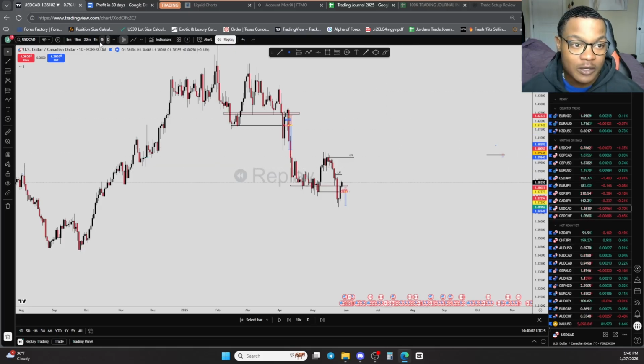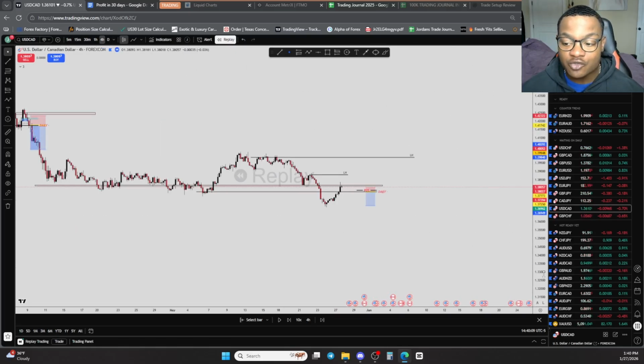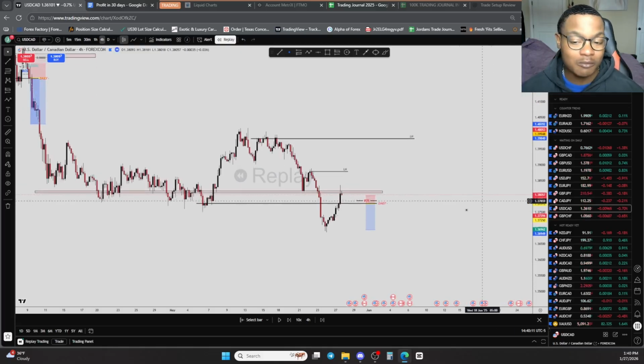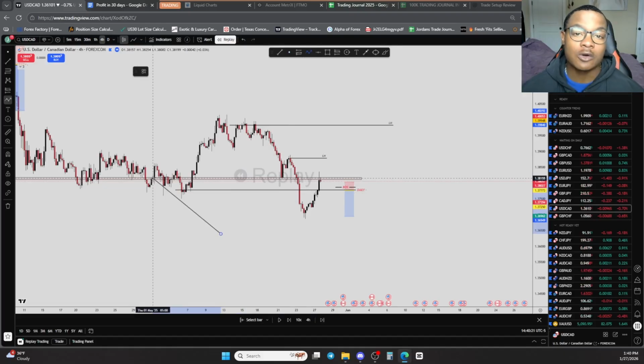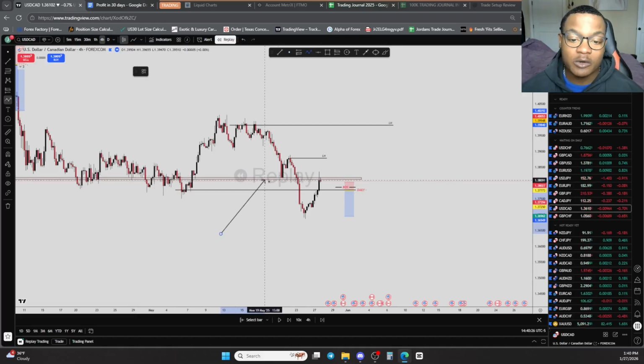Now, when it comes to entries, what is the most important rule? One, I want to make sure that I'm below my 4 hour zone. Obviously, when we're above, we are treating it as support. So I don't want to sell when I'm above a support zone. I want to be below. So one, I want to be below my 4 hour zone. And I also want to be below my daily zone as well.